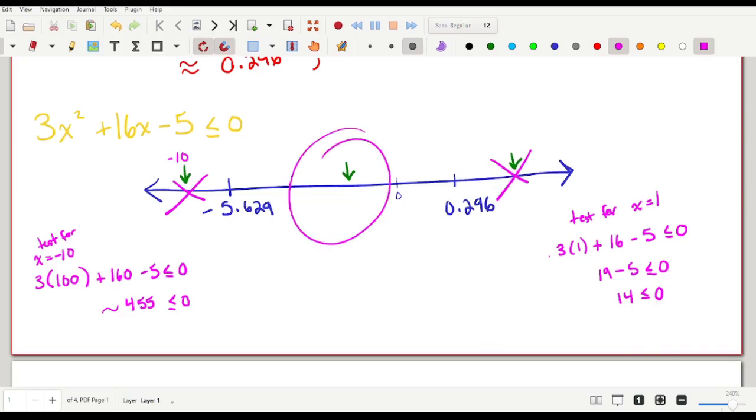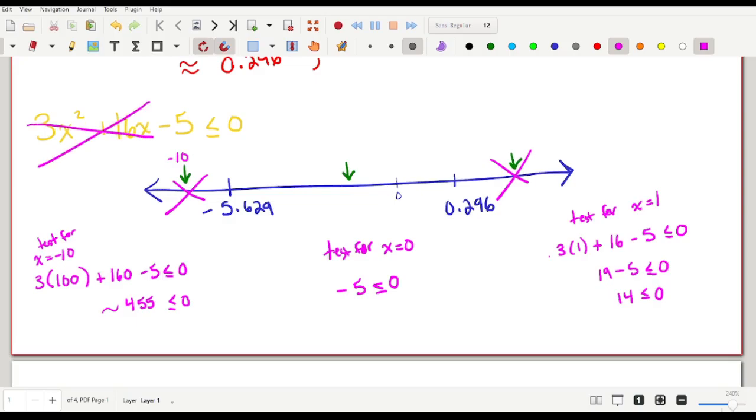Now we're going to test a number in here. I could test 0. 0 sounds really easy, right? So if we test for x equals 0, we really just get -5, right? Because 0 squared is 0 times 3 is 0. Anything with the x's just goes away. You're really just testing your constant value. And -5 is less than or equal to 0.